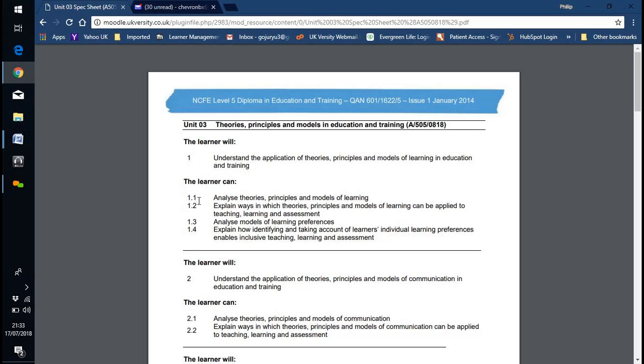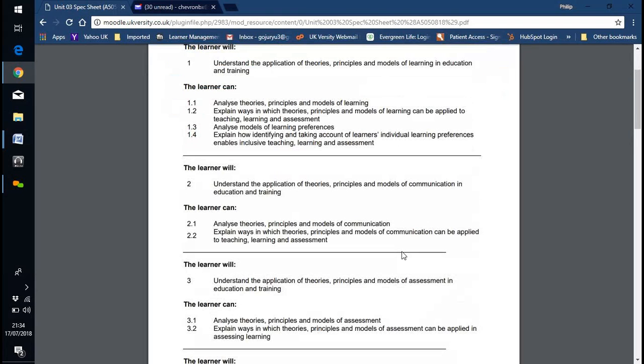But the actual criteria themselves are very clear. Analyse theories, principles and models. Explain ways in which they can be applied to teaching and learning, or not, and why in your circumstance. Some of them are just not fit for purpose for what you do. They may be okay in post-16 training or something of that nature, but not for you. And again, explain how identifying and taking account of learners' needs enables inclusive teaching and learning and assessment. So wouldn't these be cross-referenced with anything I've done so far?